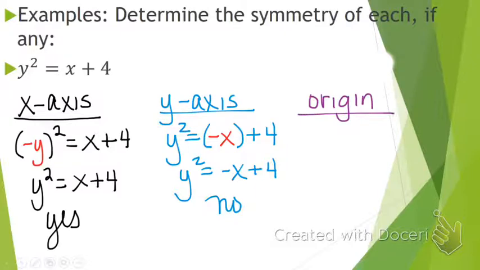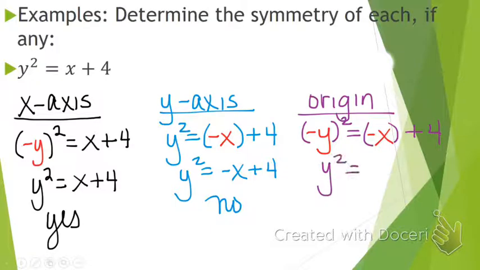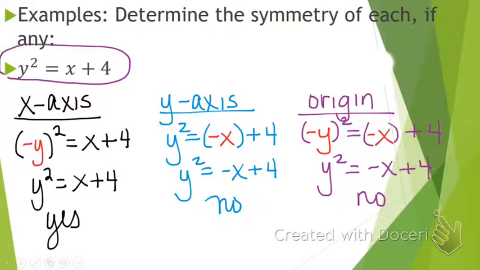And when we're checking for the origin, we have to replace both. Okay, so I'm going to put in a negative y and a negative x. And when we simplify, we have y squared equals negative x plus 4. So the answer is no. This equation only has x-axis symmetry.